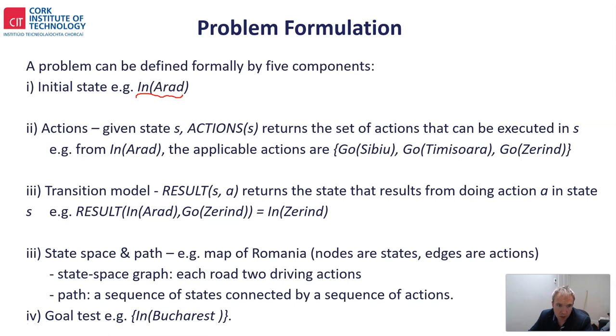Our transition model, RESULT(S, A), returns the state that results from doing action A in state S. For example, RESULT(In(Arad), Go(Zerind)) equals In(Zerind). So again, the transition model allows us to see what the consequence of carrying out a hypothetical action at a particular state would result in. And that's critical to us identifying a search path that would enable us to achieve our goal.